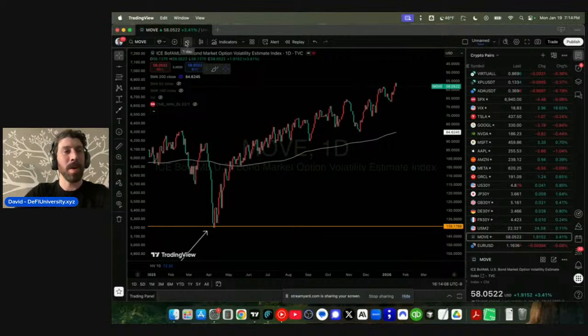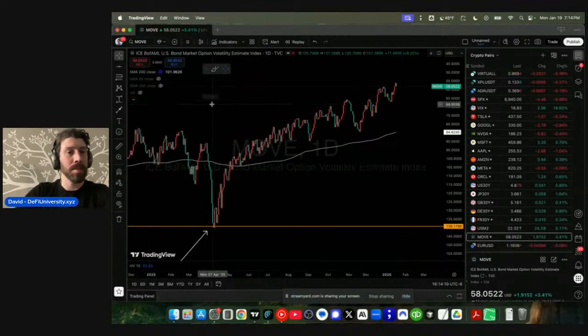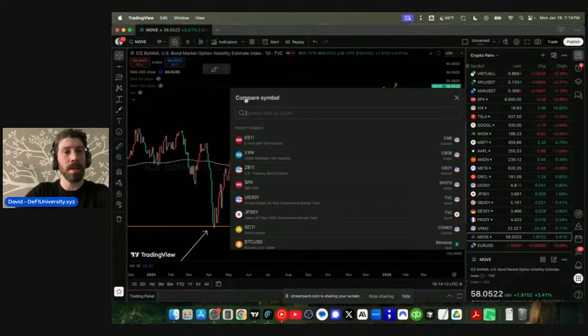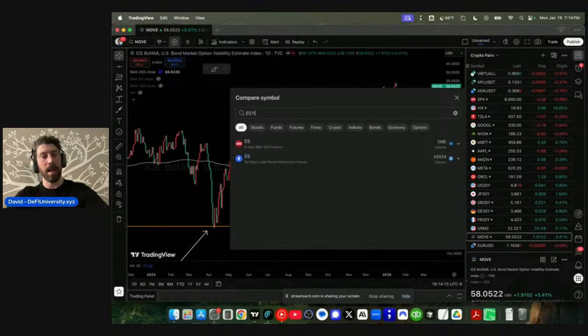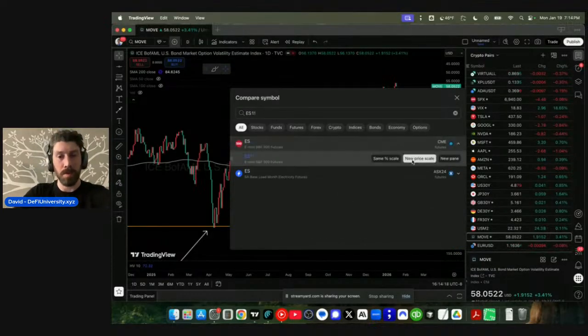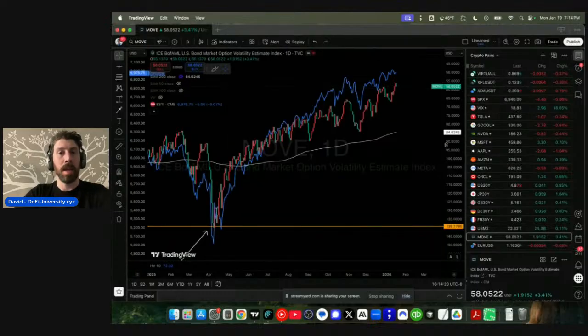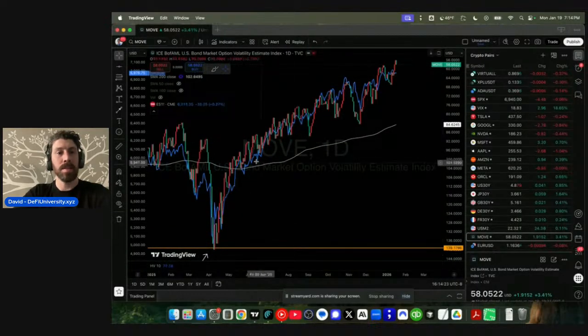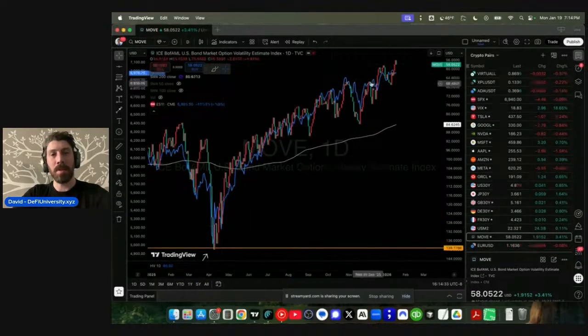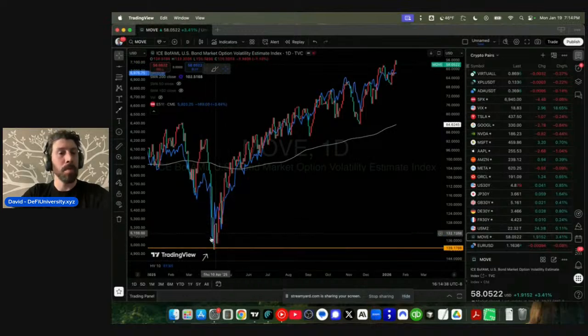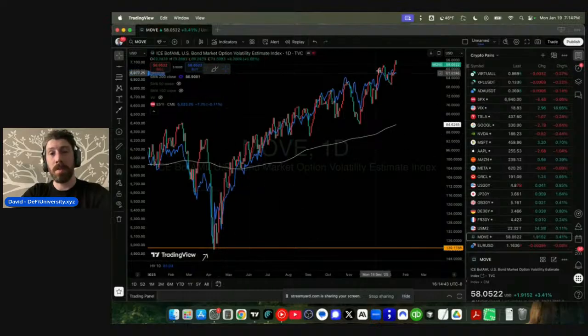So let's just go ahead and add on top of this. All we want to do here is click this plus icon. And what we're going to do is add the front month S&P futures contract on a new price scale. And what you'll notice is this extremely positive inverse correlation here. Look at how positively correlated these are. So as bond market volatility has eased from those tariff tantrum highs, the S&P has recovered and pushed much higher in price.